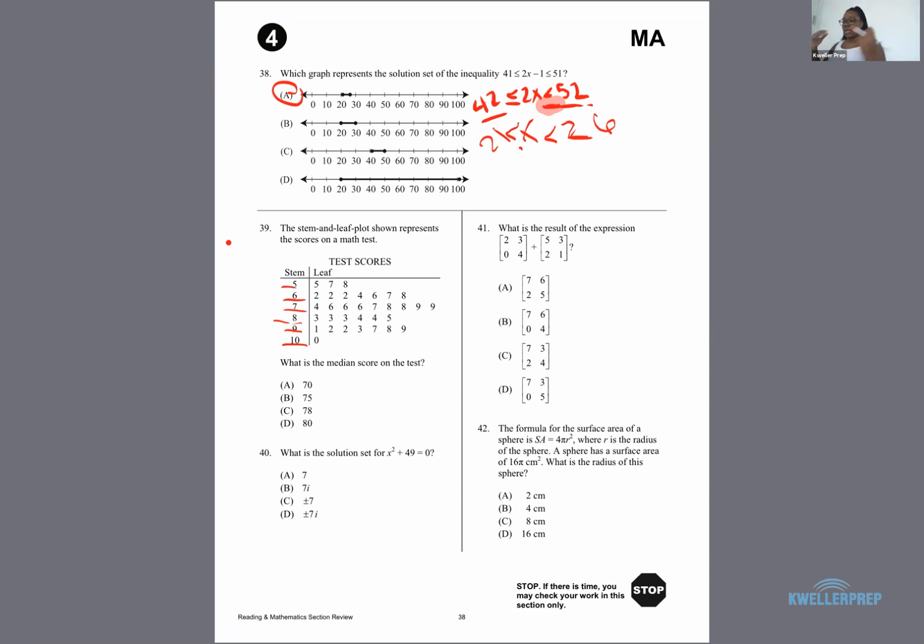Okay. So they want you to calculate the median score on the test. First off, let's see how many test scores we have in this data set. We have 55, which is 1, 57, 58, so it's 1, 2, 3, 4, 5, 6, 7, 8, 9, 10, 11, 12, 13, 14, 15, 16, 17, 18, 19, 20, 21, 22, 23, 24, 25, 26, 27, 30, 31, 32, 33. So 33 students took a test. We have 33 test scores today.